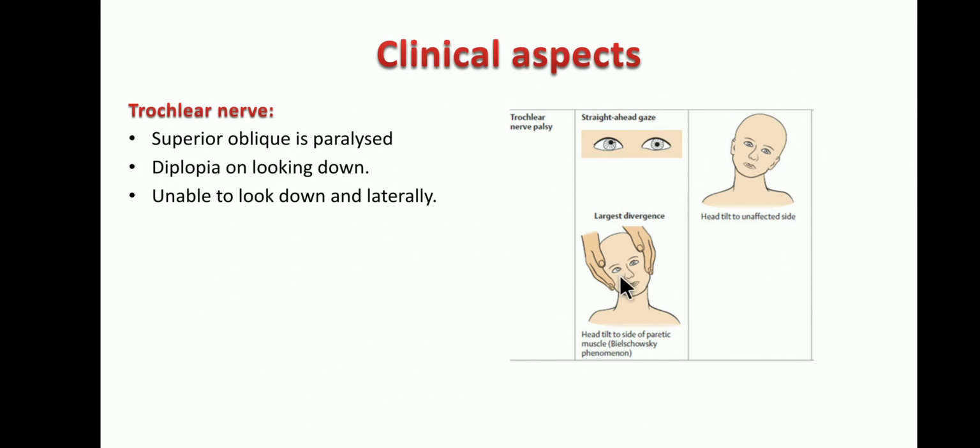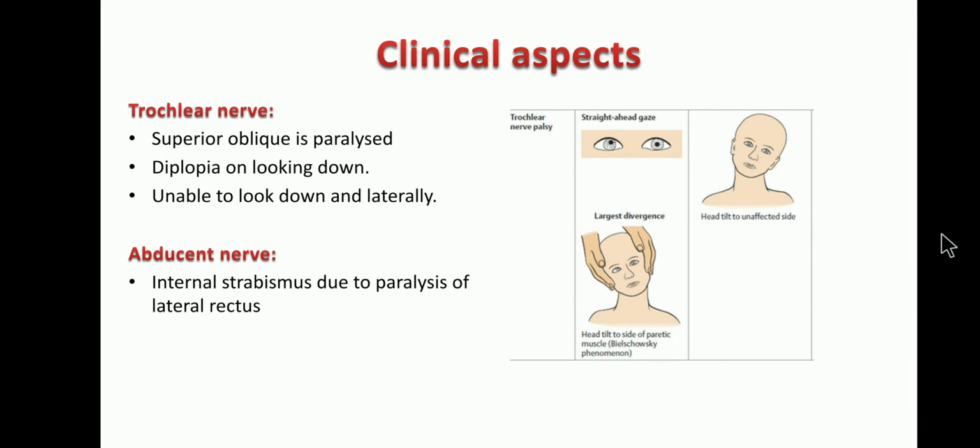So there is one test which is called the Bielschowsky phenomenon. When you tilt the head to the affected side, the intorsion of the eyeball should take place, because superior oblique is an intorter. When this intorsion is not happening, it is a positive Bielschowsky phenomenon.